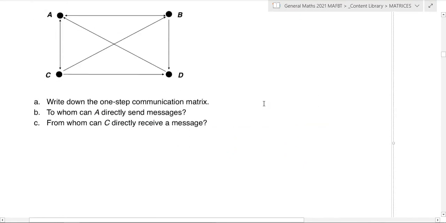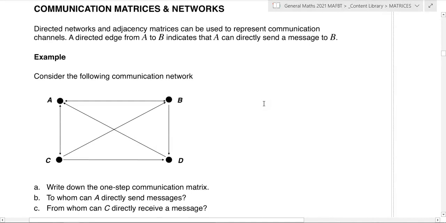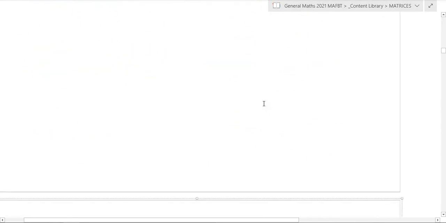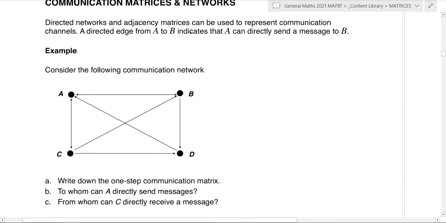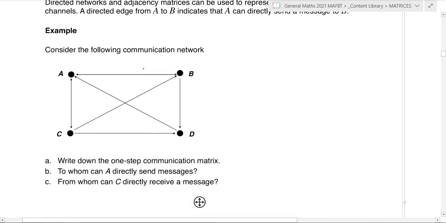Now, last part here is just some application questions and communication matrices and networks, more or less the same thing. But what this part is talking about is that a directed network and an adjacency matrix can be used to represent communication channels. So communications between different nodes or different signals or different points from one tower to another, for example. A directed edge from A to B indicates that A can directly send messages to B. Consider this following communication network. Write down a one-step communication matrix.